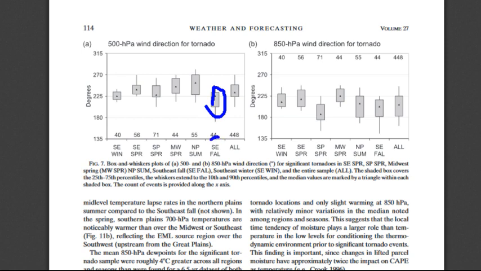And that could be due to possibly tropical cyclone tornadoes. Maybe it's picking up a few of those. However, southern plains during the spring, south-southwest winds predominant at 850 there. So that shows that in the springtime, we're looking at probably a very backed flow through a rather deep layer there.